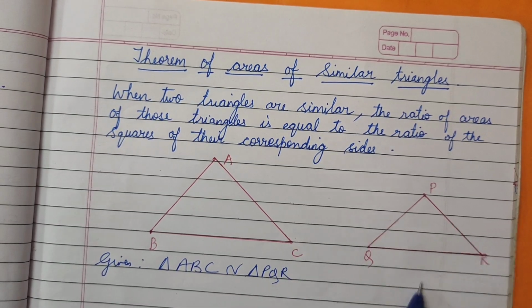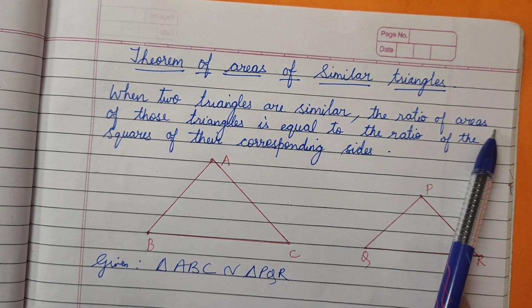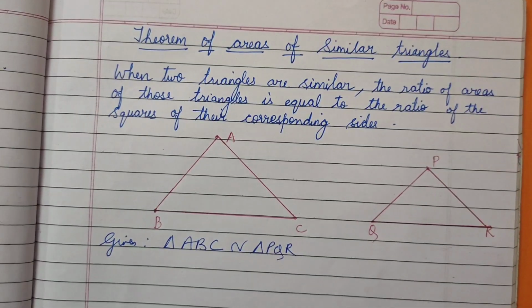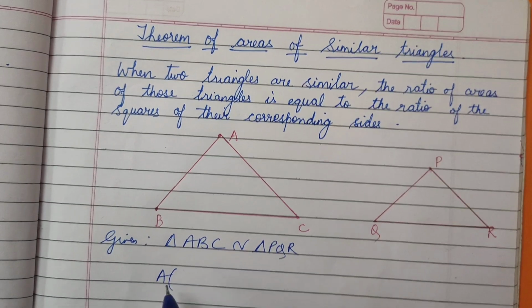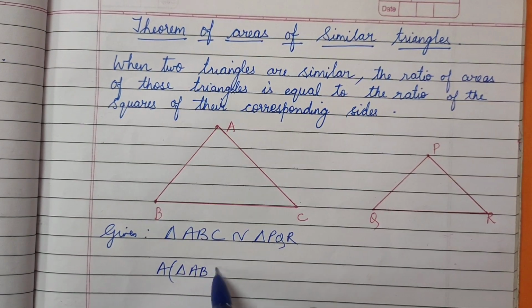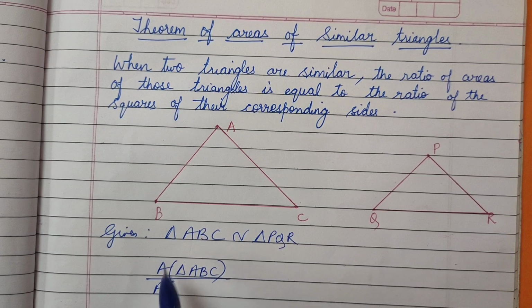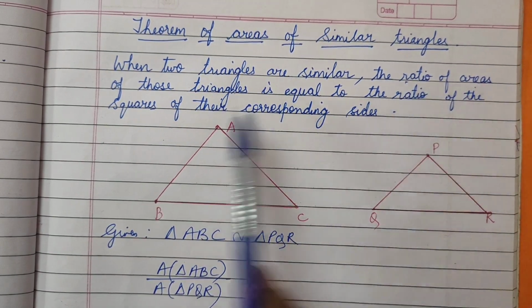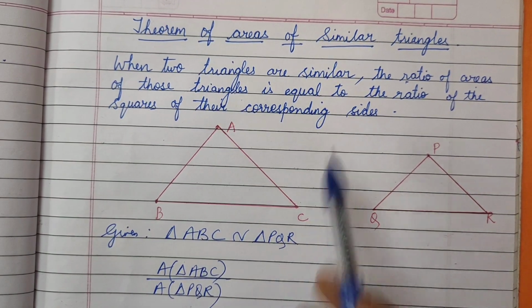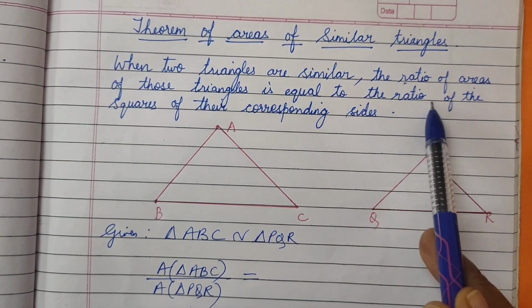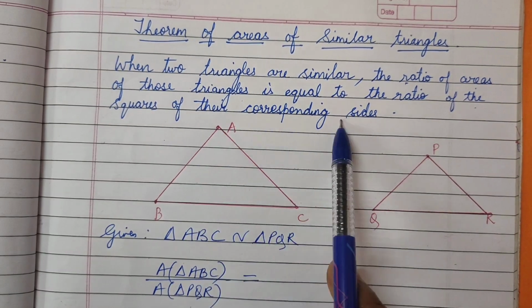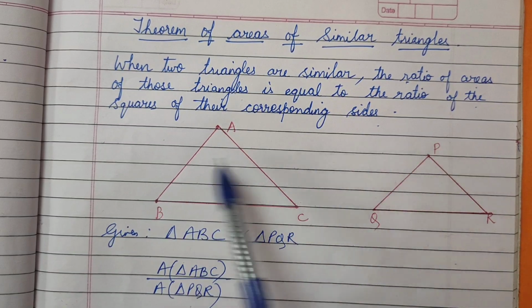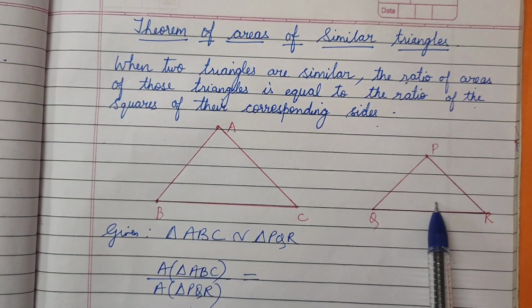If it is given, then the ratio of areas of two triangles, that is triangle ABC upon triangle PQR, is equal to the ratio of the squares of their corresponding sides. Corresponding side means what? AB's corresponding side is PQ.